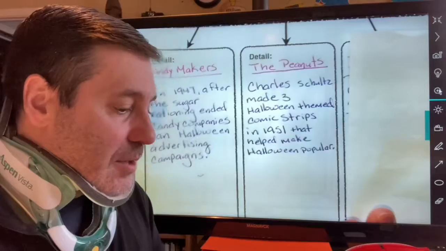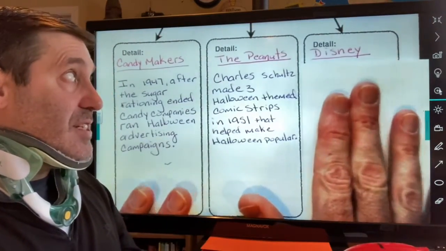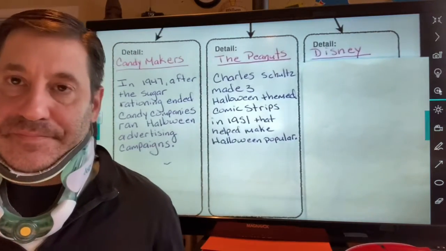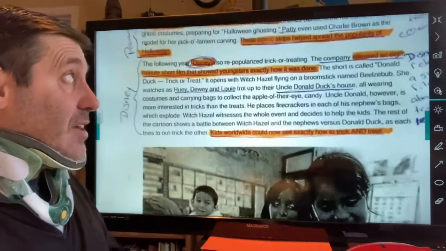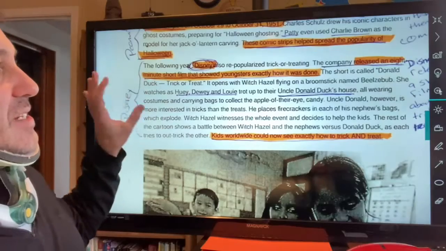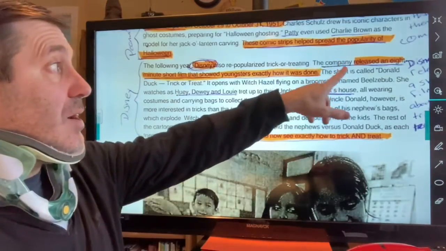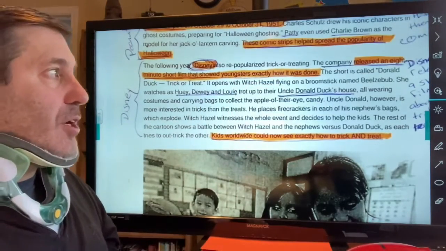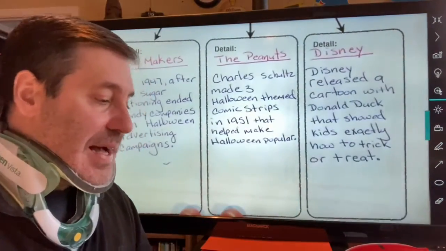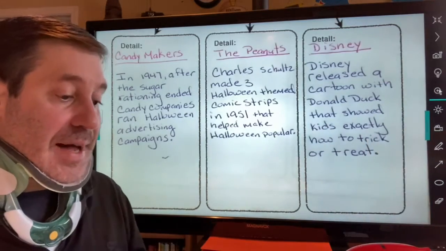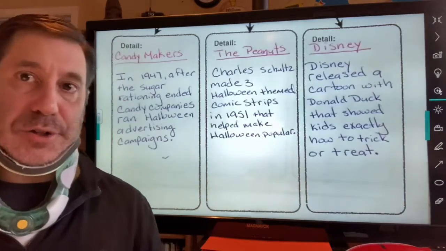And my third detail, we know, is going to be about Disney and what Disney did in order to save Halloween. In the article, the paragraph right after the Peanuts, right here, is all about Disney. And what Disney did, we have Disney here, they released an 8-minute short film that showed youngsters how to trick or treat. And so here you can see my last detail. Disney released a cartoon with Donald Duck that showed kids exactly how to trick or treat.